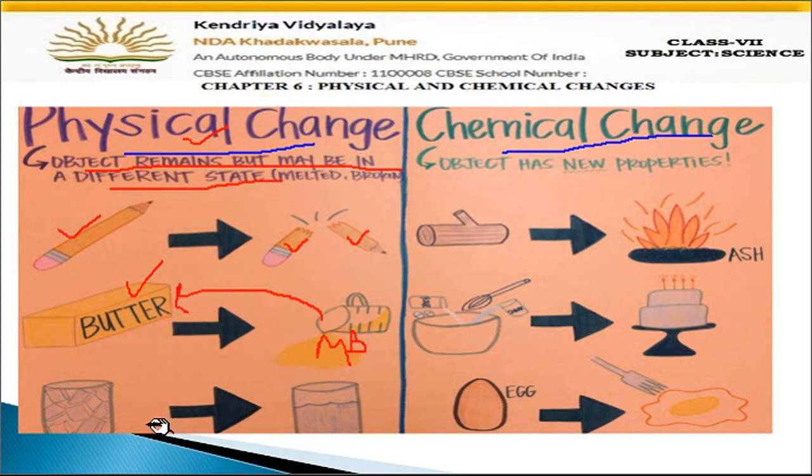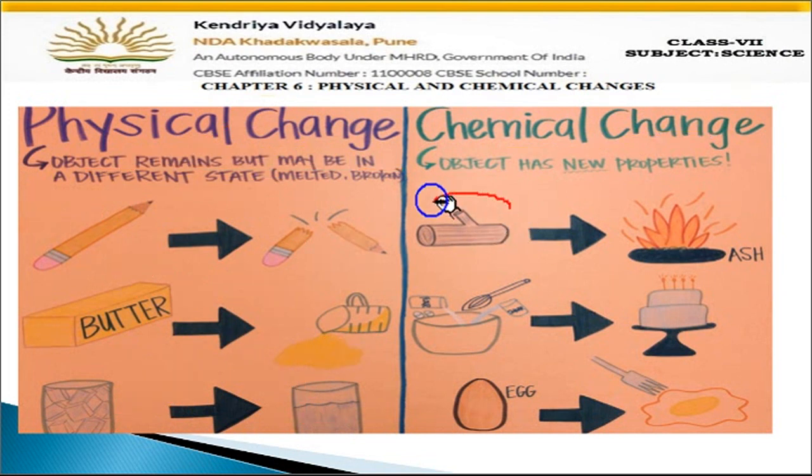In the third example, ice is melted to water, right? So this is solid form of water and this one is liquid form of water, but it's water only. No new substance is formed. Only the state is changed from solid to liquid. From the liquid again you can get back the solid form also. Fine. Now let us see what happens in chemical changes.